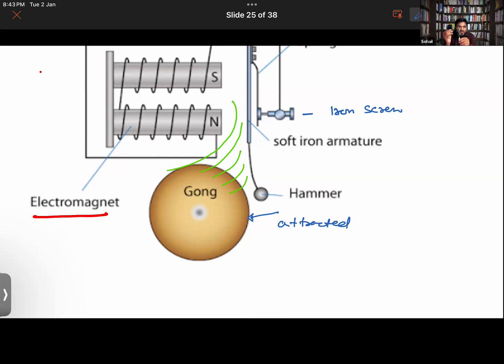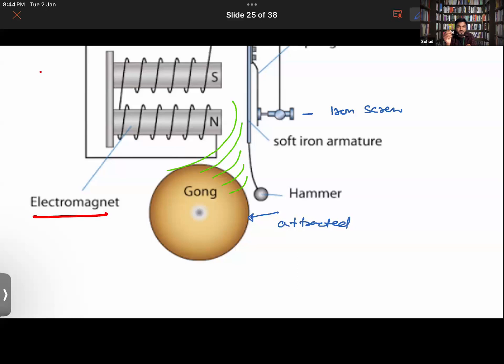Say this is an iron screw and this is a soft iron armature. Once the circuit is completed, this will move away from the contact of the iron screw and then it will hit the gong, the bell. So once it has detached from the contact of this iron screw, the contact is broken, hence the circuit is broken here. Getting it? Let me repeat that again.